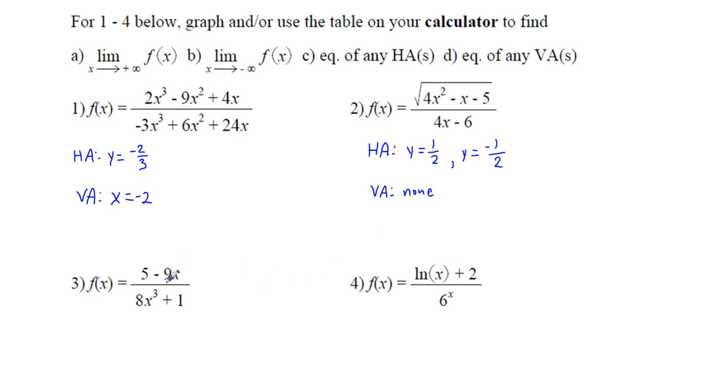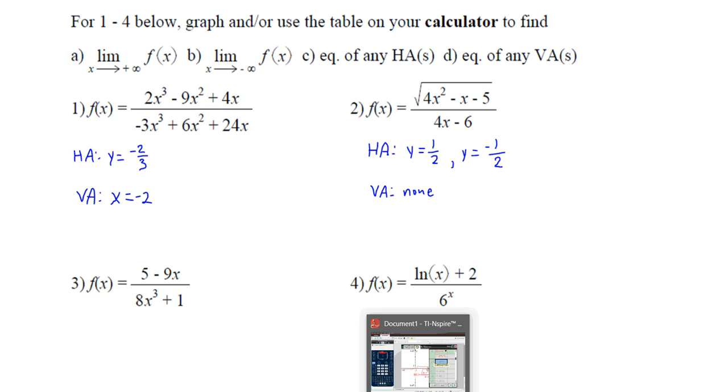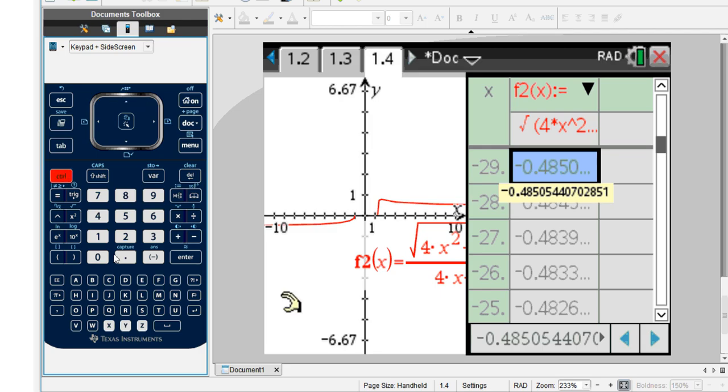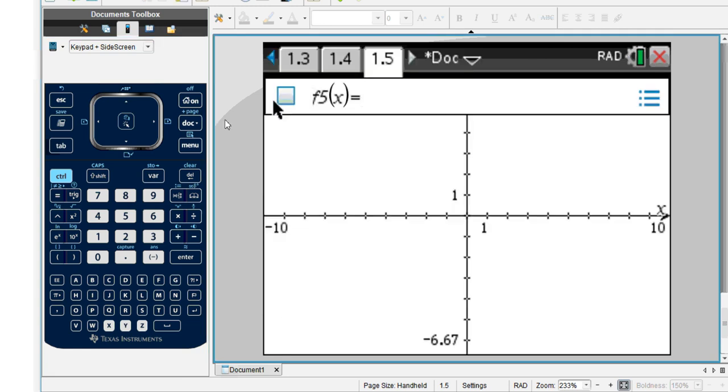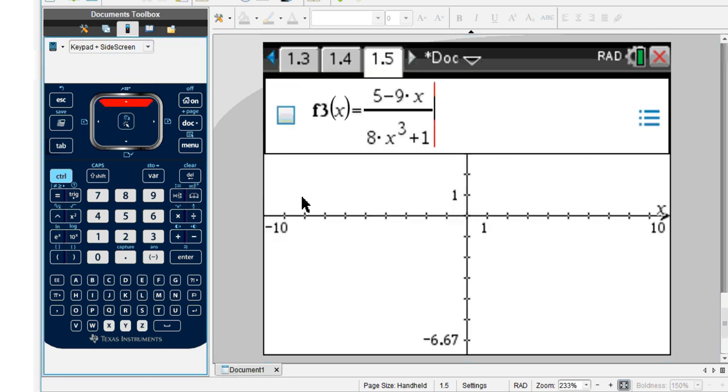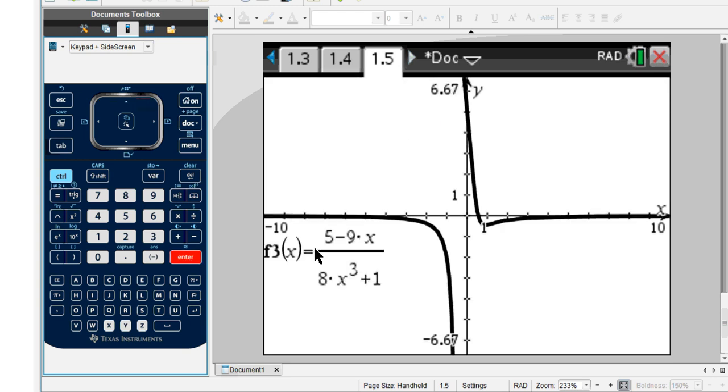Okay, next, 3. We have f of x equals 5 minus 9x over 8x cubed plus 1. So let's go look at this. I think we're going to be able to do some analysis according to the note card here. But Control I, add graph, and here is the function 5 minus 9x over 8x cubed plus 1. And this is what it looks like here.